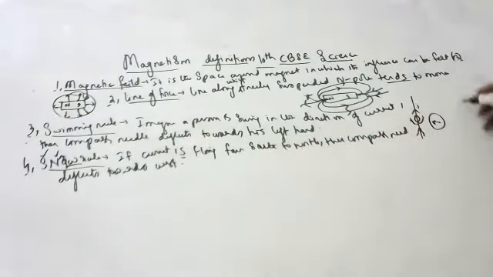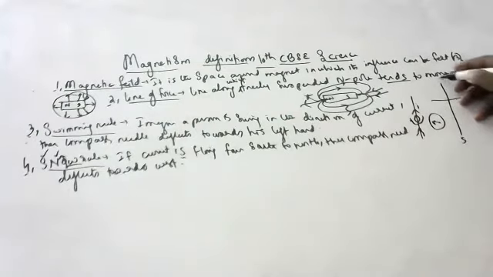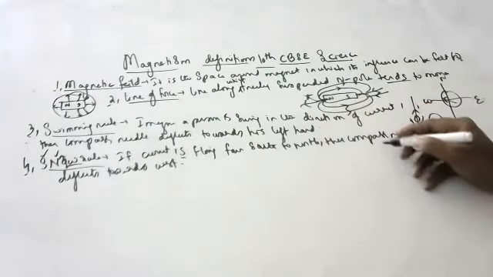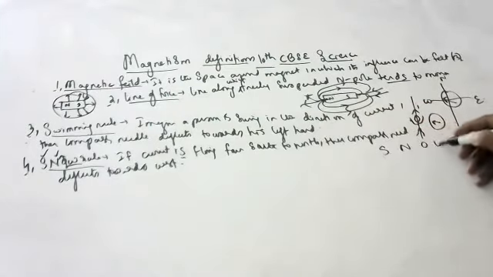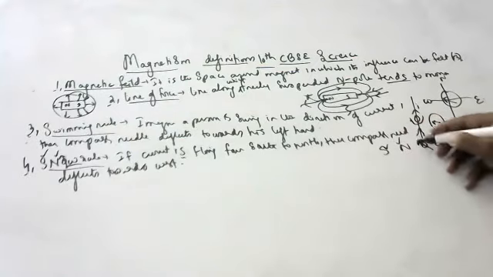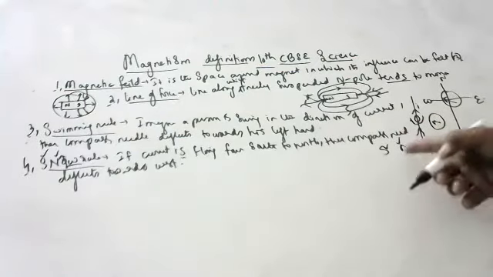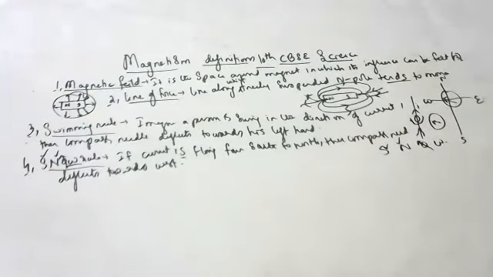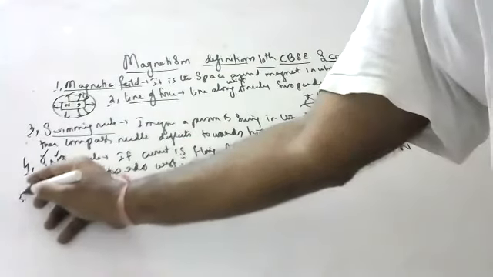Okay, children? If current is flowing like this, this is south, this is north, this is west, this is east. The compass needle always deflects towards west. Okay, that is called snow rule. If current is flowing from south to north, then the compass needle deflects towards west. Next one.